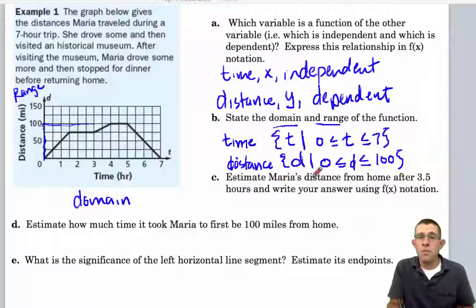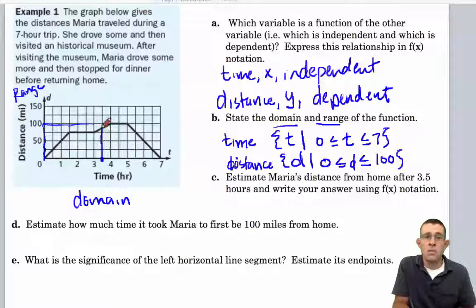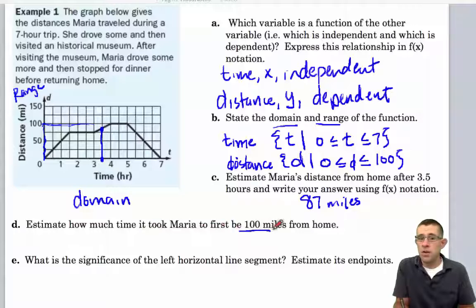Now it says estimate Maria's distance from home after 3.5 hours. So using 3.5 as our value for x, we're going to come along the x-axis to 3.5, and we're going to go up to that function to see the distance that she is away from home. It looks like it's somewhere between 75 and 100, so we'll just estimate it at about 87 miles. Part D asks us to estimate how much time it took Maria to first be 100 miles away from home. So it looks like 100 miles appears first here at 4 hours.